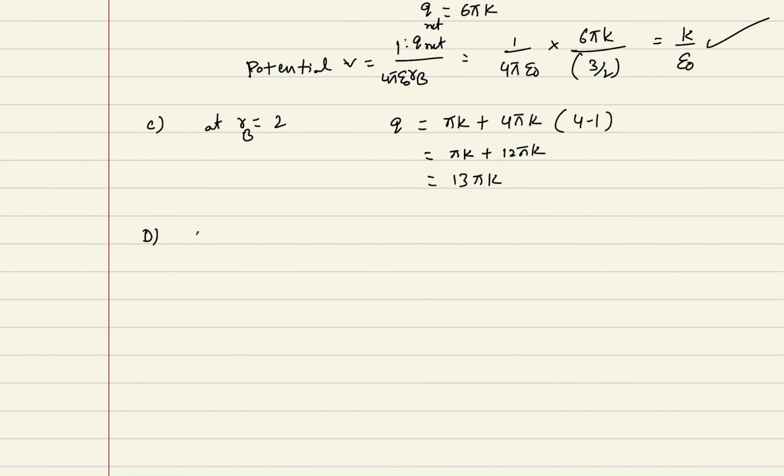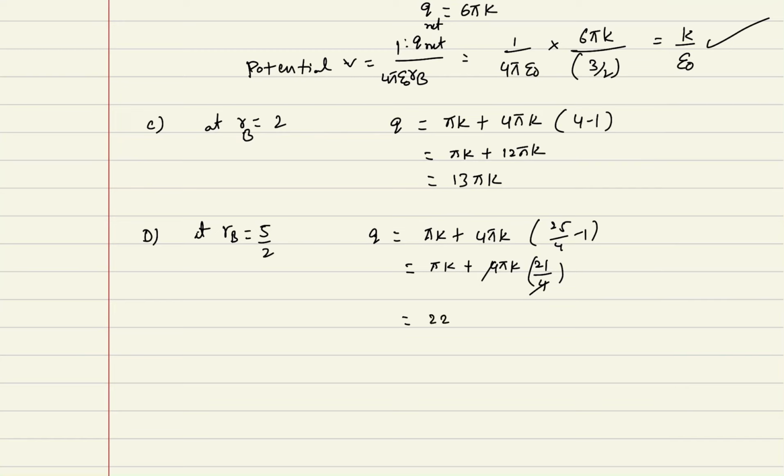At RB equal to 5 by 2, how much is the electric field? Option D, at RB equal to 5 by 2. Now we will calculate the Q value: pi k plus 4 pi k (25 by 4 minus 1). We can get pi k plus 4 pi k into 21 divided by 4. The 4 gets cancelled. You will get 22 pi k as Q.